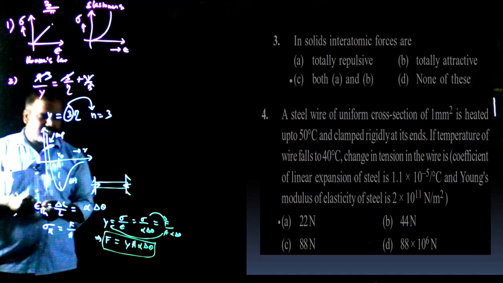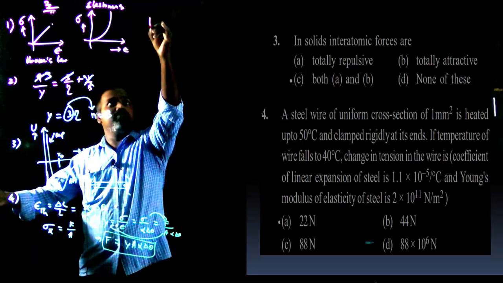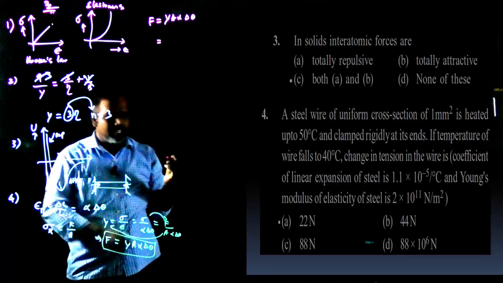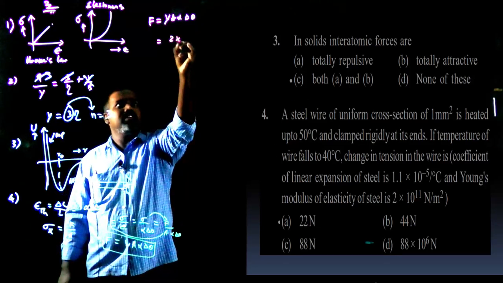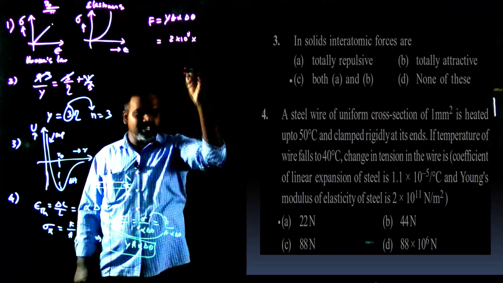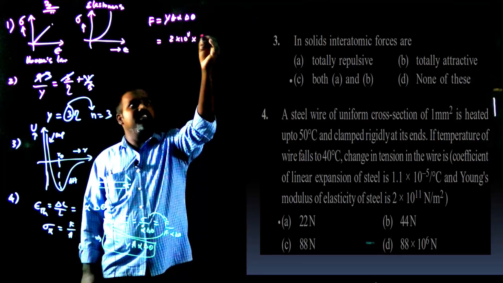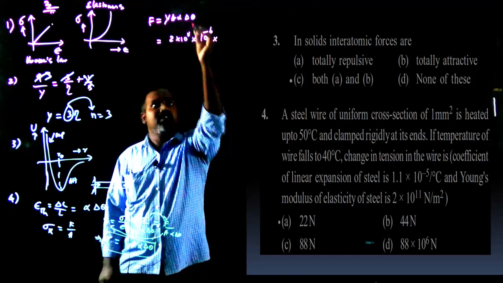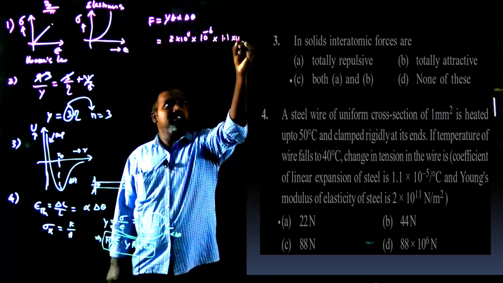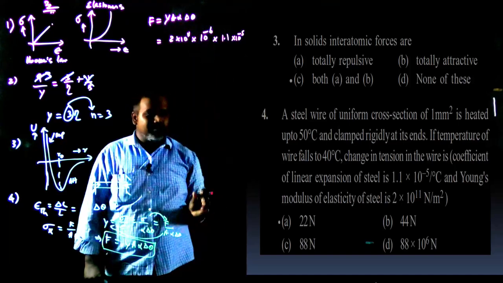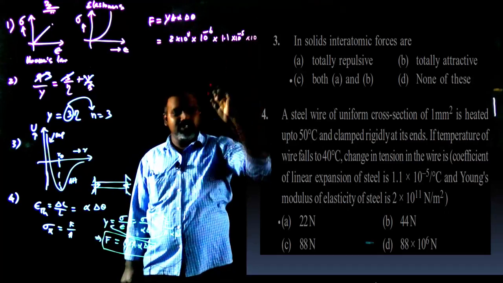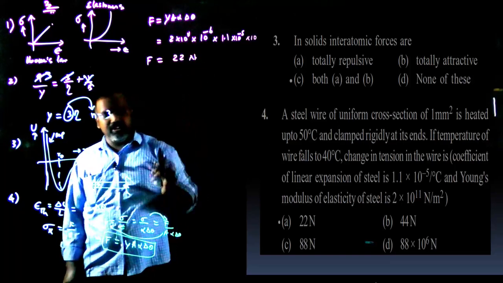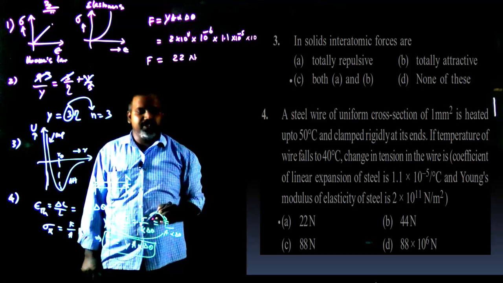Now you please do the calculation for this. Take this relation, so therefore F is equal to YA alpha into delta theta. The Y value is given as 2 into 10 to the power of 11, and then A, the area of cross section, is given as 1 millimeter square. So kindly convert that area to meter square. 1 millimeter is 10 to the power of minus 3, and square of that is 10 to the power of minus 6. Alpha is 1.1 into 10 to the power of minus 5, and then delta theta, the change in temperature, is 10 degrees. By solving this, we get F equal to nearly 22 newtons. So the answer for question number 4 is option A, 20 newton.